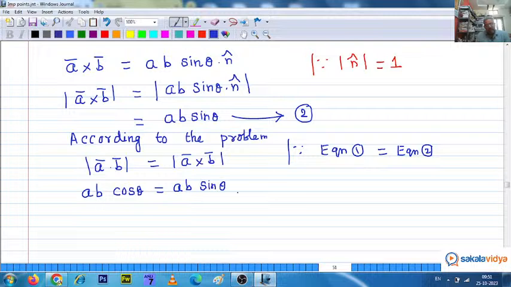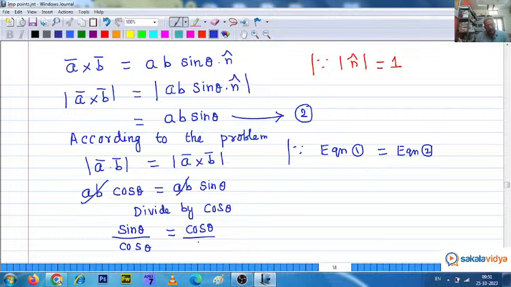Divide both sides by AB and AB will get cancelled. Divide by cos theta on both sides. So what do you get now here? Sin theta by cos theta is equal to cos theta by cos theta. Clear? Then what do we get now? You can take the screenshot also, no problem.